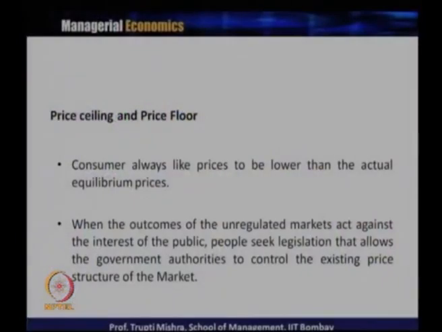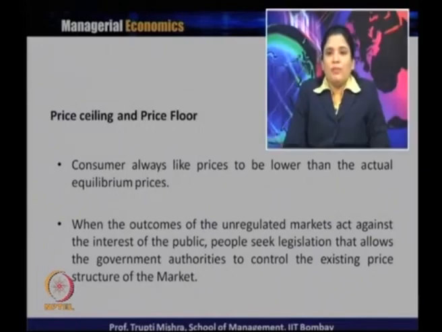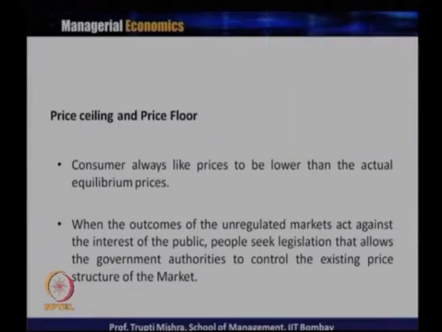Then we will discuss two specific cases where the price is decided by the government, or decided legally, in case of imbalances, and what happens in the situation. Consumers always like the prices to be lower than the actual equilibrium price, and when the outcomes of the unregulated market act against the interest of the public, people seek legislation that allows the government authority to control the existing price structure of the market. Sometimes it happens that they make a joint collusion and they decide the price. In this case, in the interest of the public, the government comes into the picture and fixes a price.